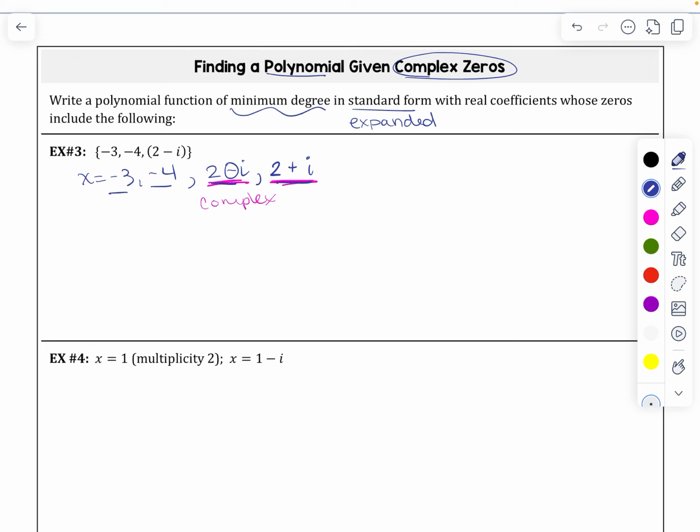So what we're going to do now is set this up. We're going to say that f of x equals, and now we're going to set all these zeros up into factored form. So we're going to say 1, 2, 3, 4 roots. And we start with x minus each of them. So we've got minus 3, minus 4. We're going to put 2 minus i in its own parentheses, and 2 plus i in parentheses, because we want to keep that minus separate for now.